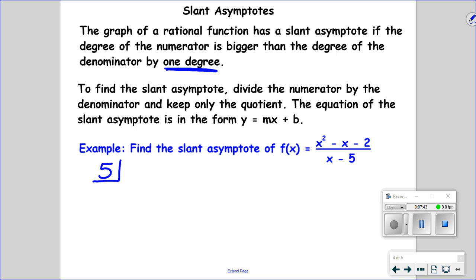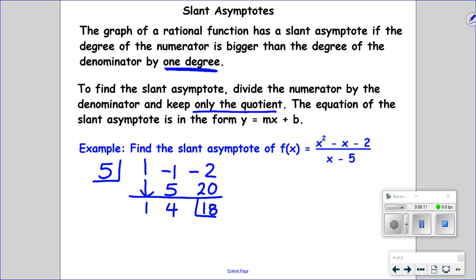Okay, then I'm going to list the coefficients of the numerator. So 1, negative 1, negative 2. You always bring down that first number, and then we multiply. 1 times 5 is 5. Then you add straight down. Then you multiply. 4 times 5 is 20. Then you add straight down. Now remember, the last number is the remainder. So 18 is the remainder. But in this case, we're really only interested in the quotient. And so the quotient would be 1x plus 4.